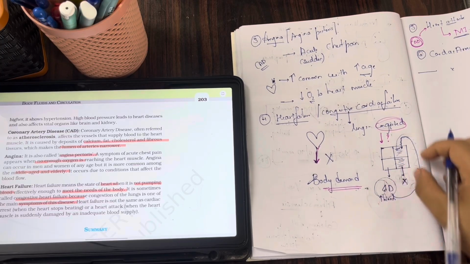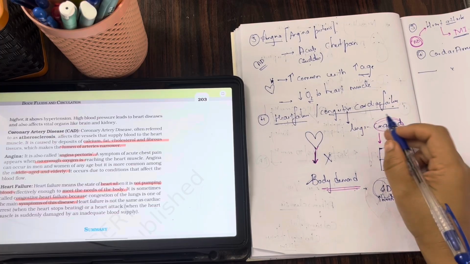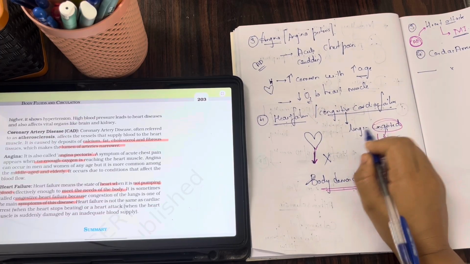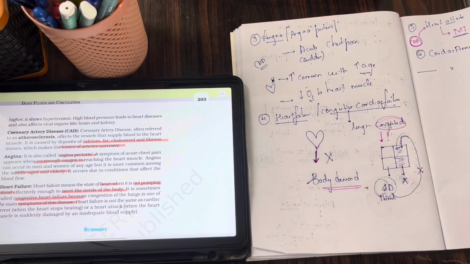From the lungs it's not moving further. So there will be congestion. Congestion is nothing but blood stagnation. Because of that, it's called congestive cardiac failure. That is nothing but congestion in the lungs because blood is not moving further. There will be pooling of the blood up to the lungs.